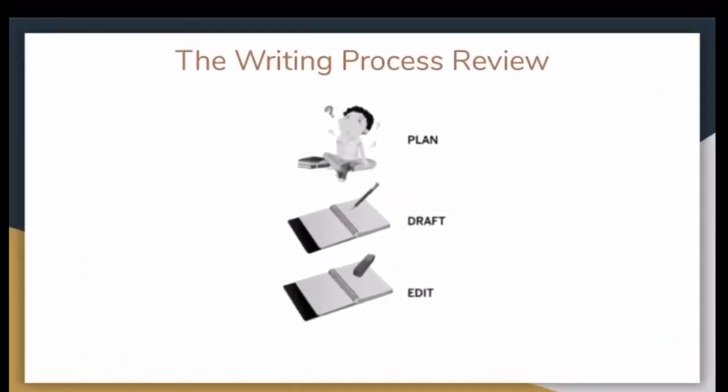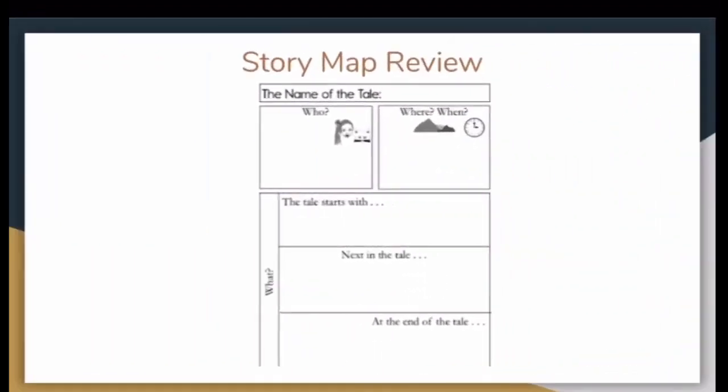Now let's review the writing process. Remember, first we have to plan, draft, edit. Say it with me. Plan, draft, edit. And this is our story map. This is just a quick review so you can see what it looks like, so you know what we're talking about in our lesson. We've done one of these before.